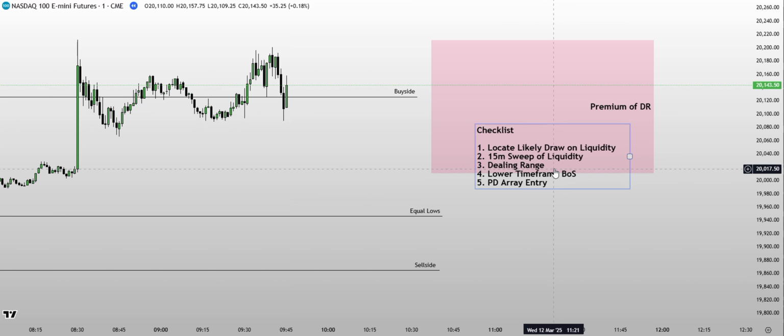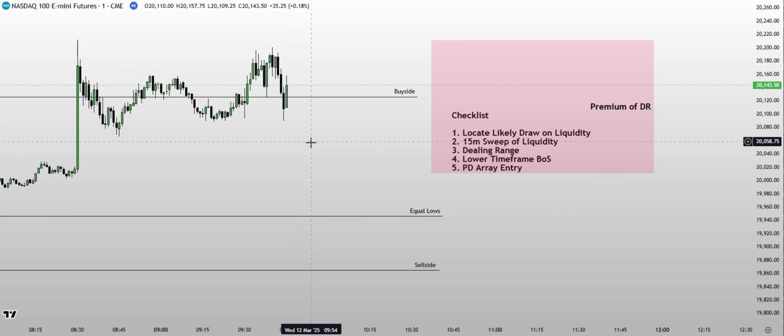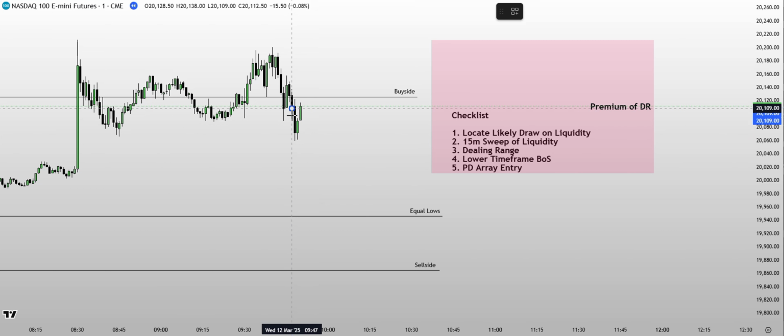But, like I said, the optimal entry would be if we come back below the buy side liquidity swept. So you can wait as well and find another entry that's worth taking. And here we have it. Enter off the bearish gap right here. Here we are. That's our entry right here.